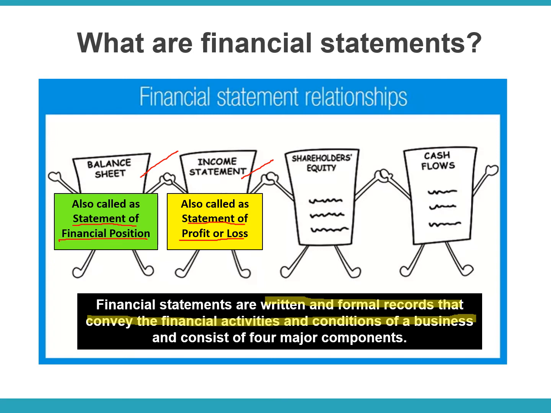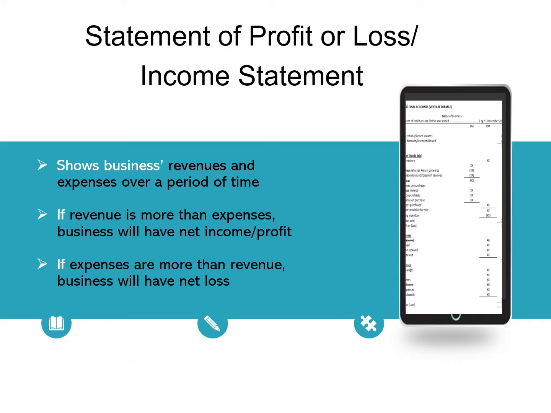Another component is called the statement of shareholders' equity, and then followed by the statement of cash flows. But for your level, we only learn 2 out of the 4 components. They are the statement of financial position and the statement of profit or loss. As mentioned earlier, the components of financial statements for your level will consist of the statement of profit or loss and statement of financial position.